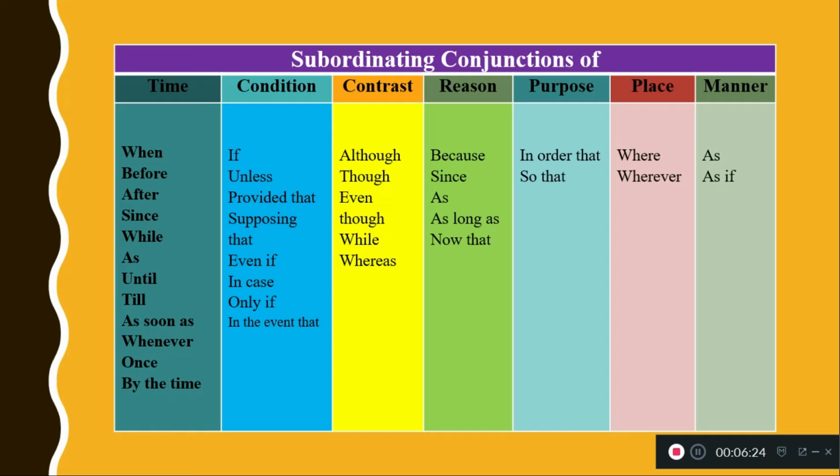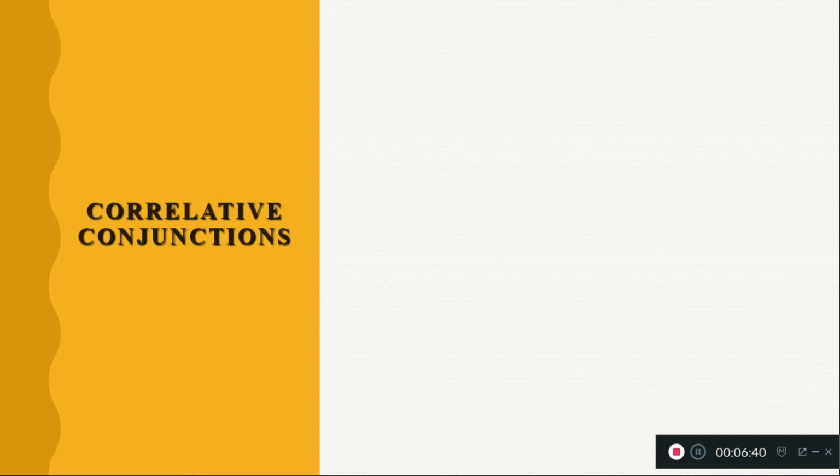The subordinating conjunctions can also be classified in the following manner according to their use in sentences, such as subordinating conjunctions of time, condition, contrast, reason, purpose, place, and manner.